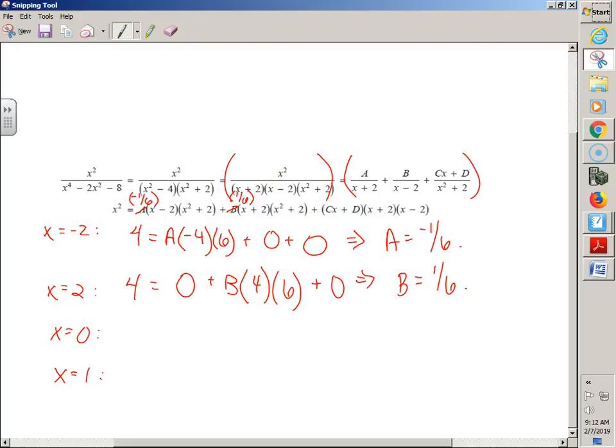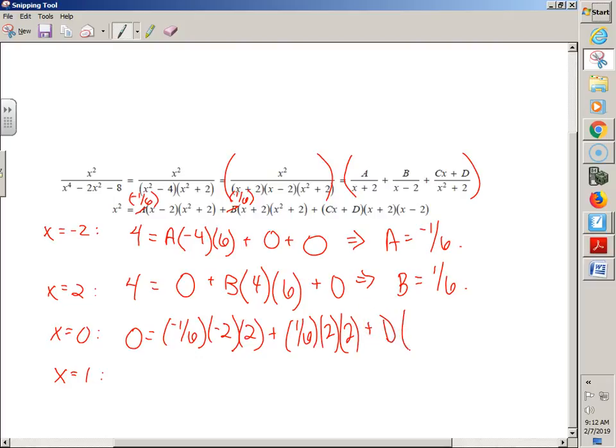When I plug in 0, it's just 0. When I plug in 0, well, I sadly have negative 1/6, my a. 0 minus 2 is negative 2. 0 plus 2 is 2. When I plug in 0, I have my b, which I know is 1/6. 0 plus 2, 0 squared plus 2. When I plug in 0, well, c goes away. I just have d. 0 plus 2 is 2. 0 minus 2. So you're going to have some math that you need to do.